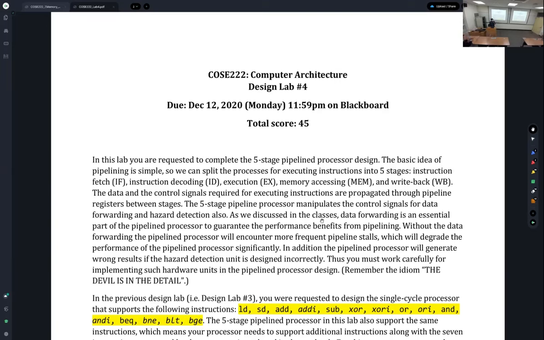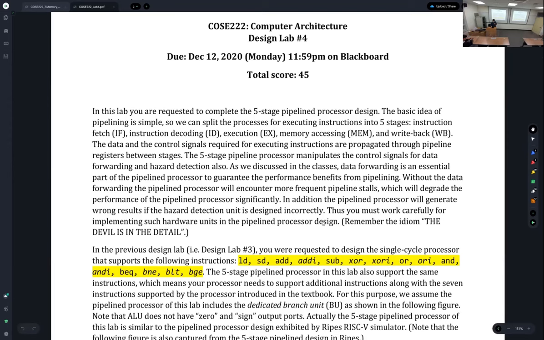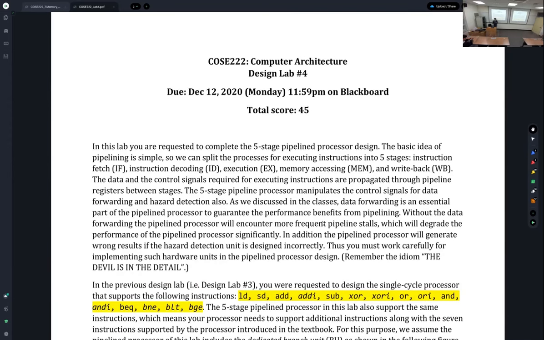So I posted the last lab assignment on Blackboard. Actually, it was announced in the first class. We are requested to design a pipeline architecture, which means a pipeline processor. In chapter 4, we learned about the architecture of a pipelining processor. It's a 5-stage pipeline processor. In the last lab assignment, you are requested to design the 5-stage pipeline processor using SystemVerilog.